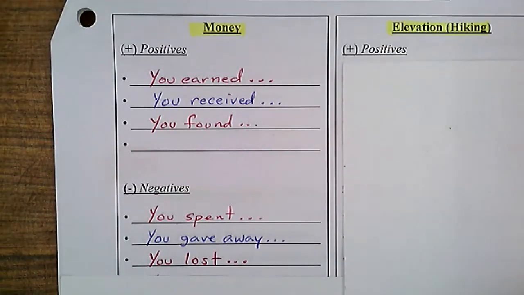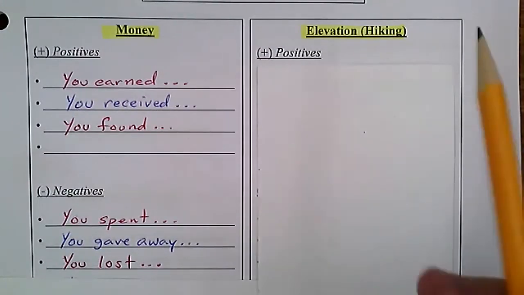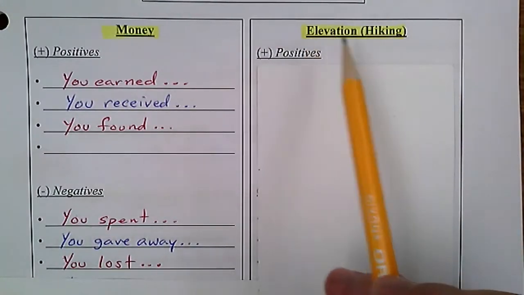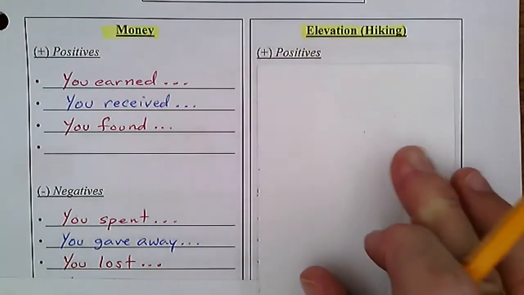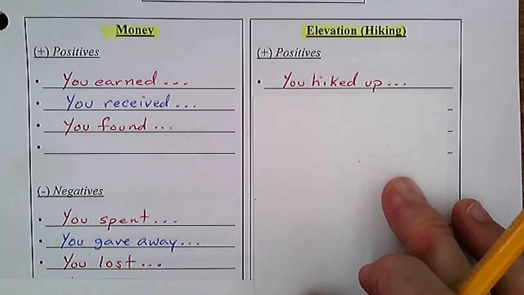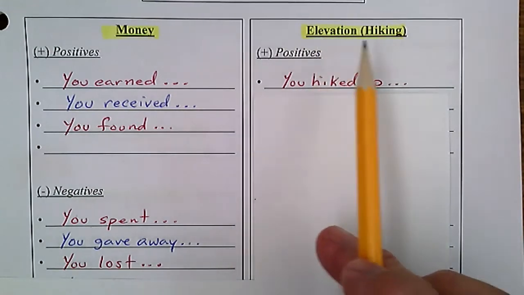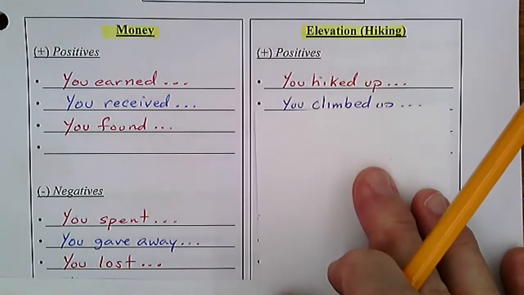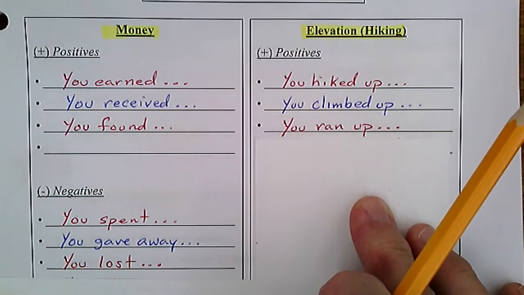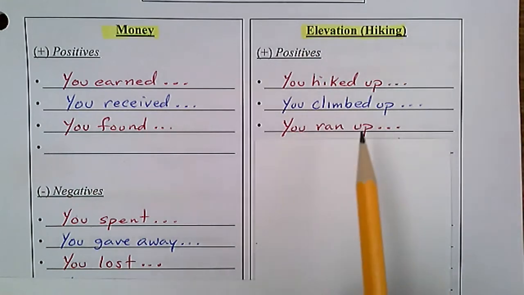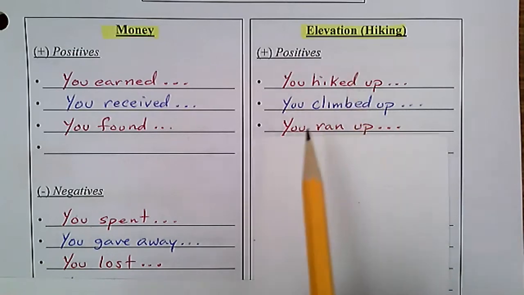Another type of story starter, or word problem starter, that's easy to work with would be elevation or hiking. If we were talking about positive, we could say you hiked up the trail. Your elevation went up. We could say you climbed up. You could say you ran up the hill to get away from your friend, playing hide and seek.